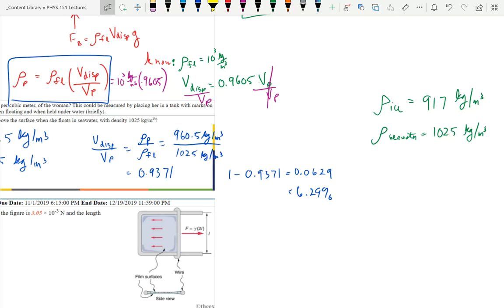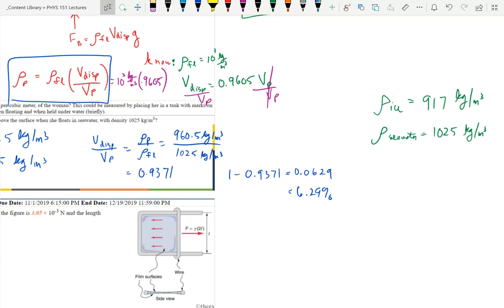Why am I dividing? Because you have volume displacement over volume. I'm dividing this instead of person now, it's going to be iceberg. It is equal to the density of the iceberg divided by the density of the fluid. Because they're not proportional, yeah.